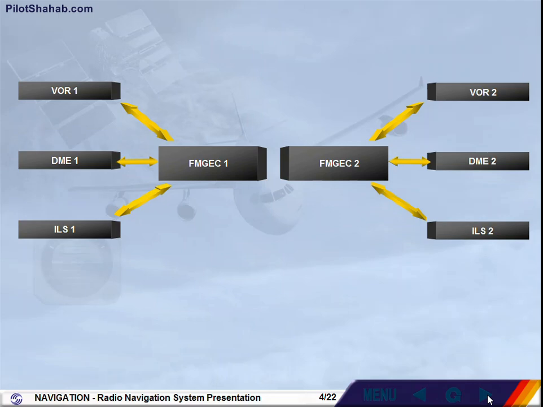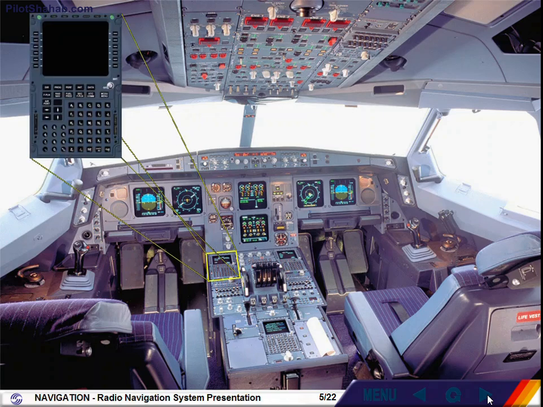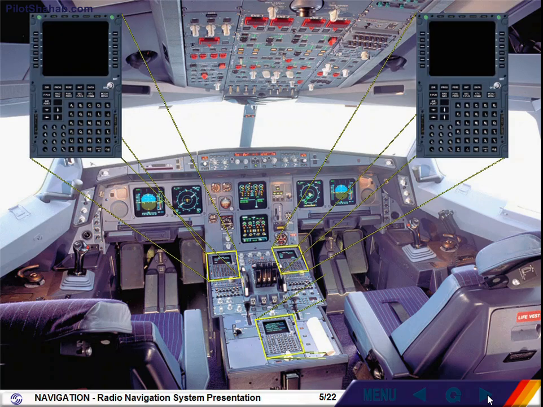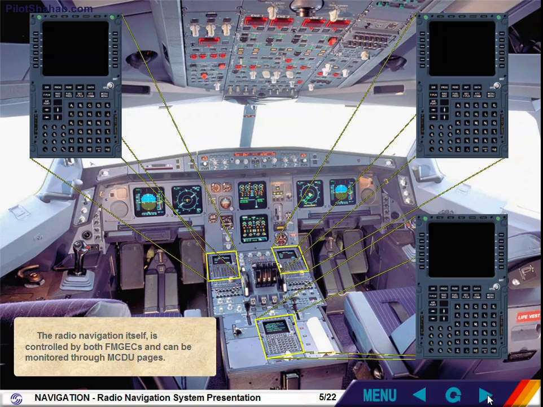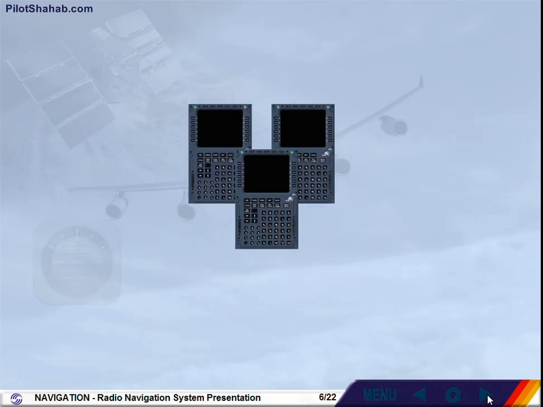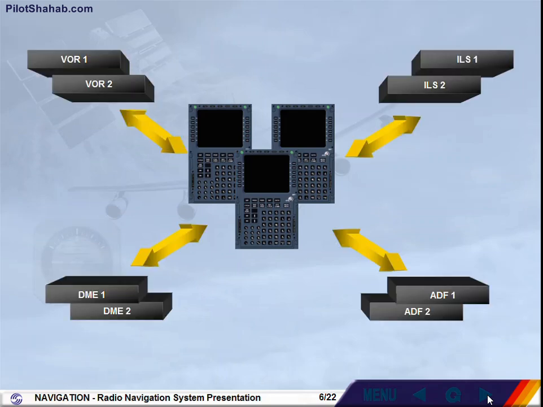Refer to FCOM. The radio navigation itself is controlled by both FMGECs and can be monitored through MCDU pages. Either MCDU via the radio navigation page enables the crew to manually tune a specific nav aid, including both ADFs. FMGEC auto-tuning continues normally in the background.